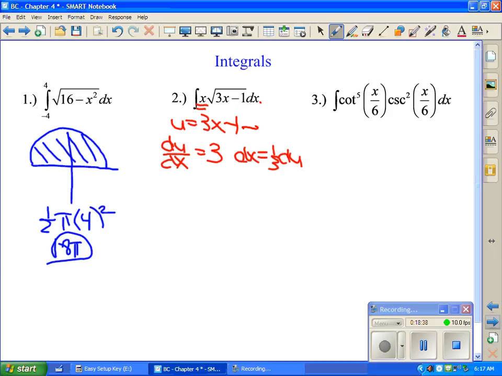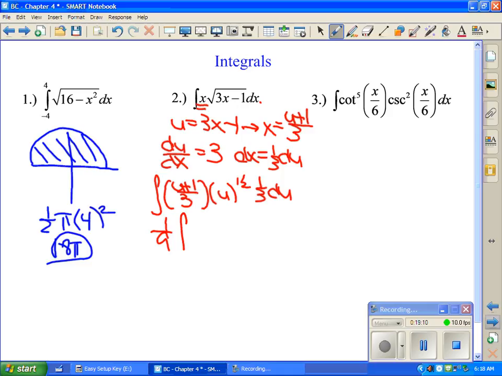So I'm going to put all that information in. In place of x, I'm going to put in u plus 1 over 3. Instead of square root of 3x minus 1, I'm going to use the square root of u. And instead of dx, I'm going to put in 1/3 du. So this makes it easier because now, instead of a radicand, I have a single term inside the radicand. And I can actually distribute this out. So first I'll take out the 1/3 and make it 1/9, u plus 1, u to the 1/2. Now I will distribute the u to the 1/2, so that becomes u to the 3/2 plus u to the 1/2 du.